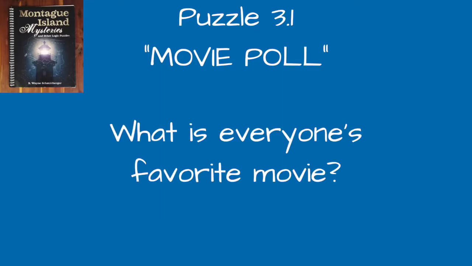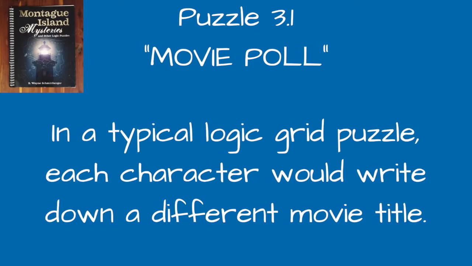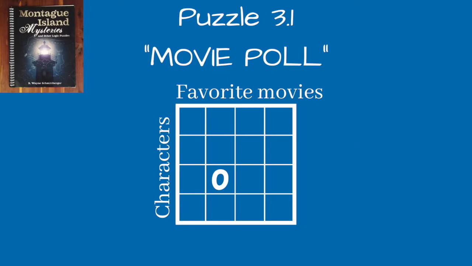The background story has all the characters writing down the titles of their favorite movies. In a typical logic grid puzzle, each character would write down a different title. Then the solver knows that an O here, for example, which means a certain movie is a yes for a certain character, implies that that same movie has to be a no for all the other characters. So by that logic, this one O lets the solver fill in all these X's automatically.